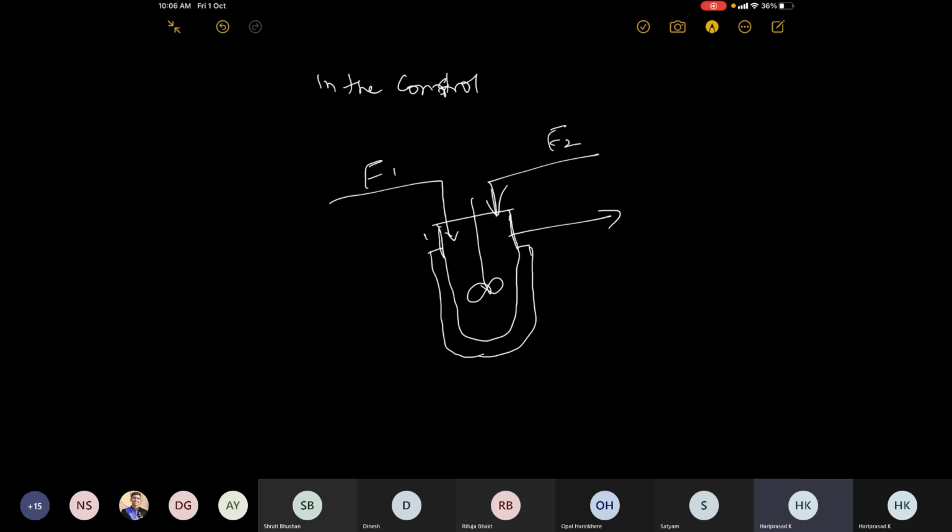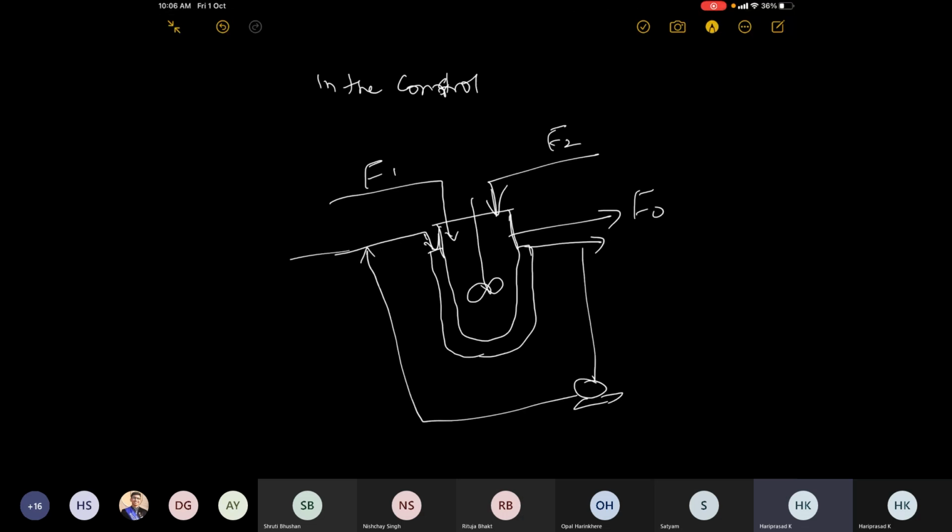F1, F2, F0. There is a flow rate, and you might recirculate. This is the heating point. This is the coolant flow, and this may be your U. One of the U's, maybe, who knows, and F1, F2, and your product.